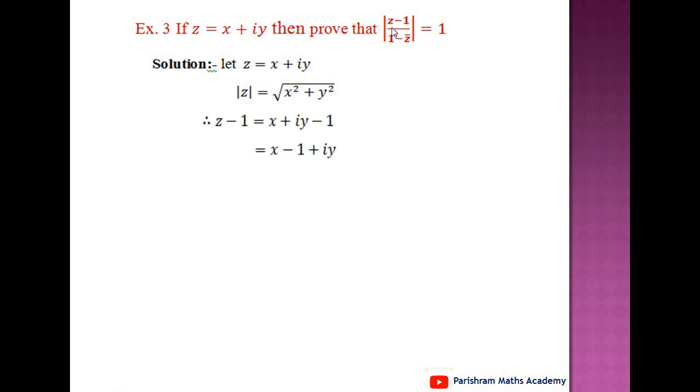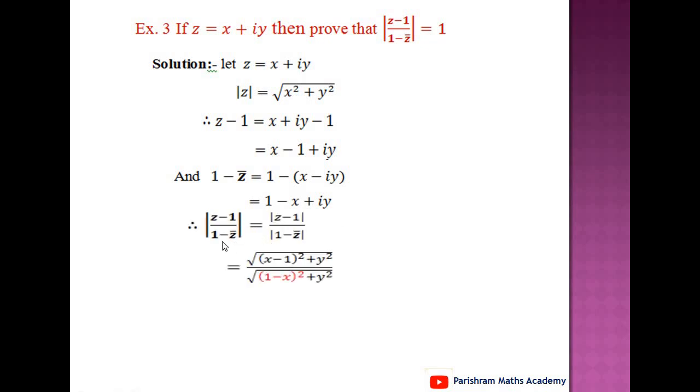To find the value of mod of z minus 1 upon 1 minus z bar, first we find the value of z minus 1. Z minus 1 equal to x plus iy minus 1, that is x minus 1 plus iy. And 1 minus z bar equal to 1 minus the value of z bar, which is x minus iy, and therefore 1 minus x plus iy.